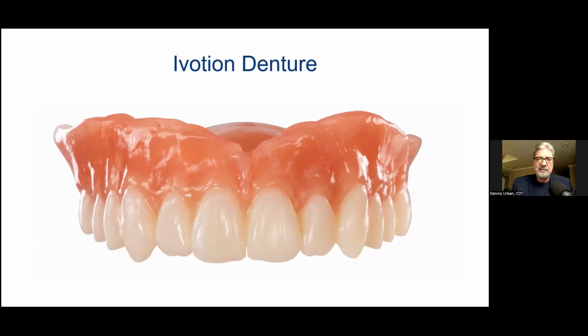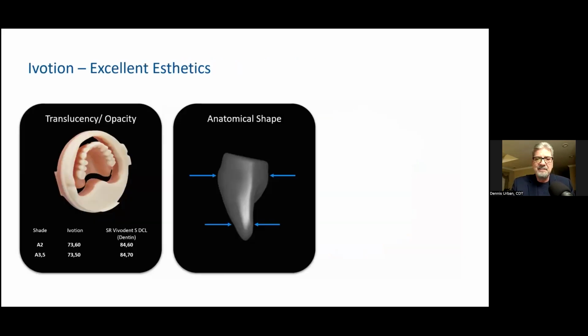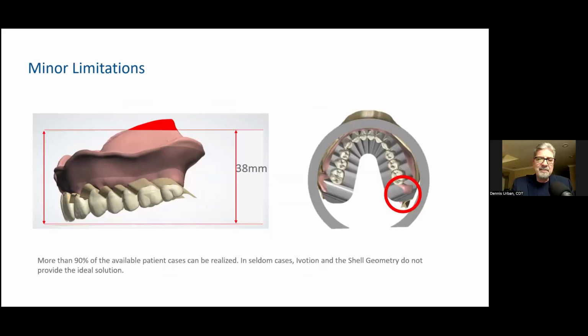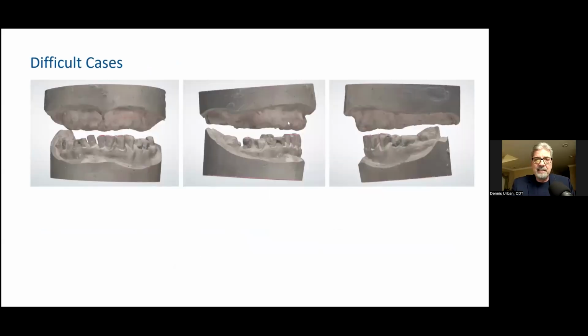There's your completed iVotion denture right there. Excellent aesthetics, great shape, anatomical shape, and surface texture on the teeth. Minor limitations. Sometimes you'll have dentures that you just don't have enough room. You have a difficult case like this, just not enough room here. So sometimes we can't do the iVotion case.